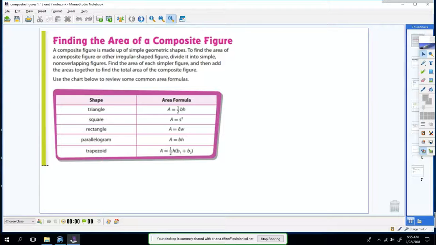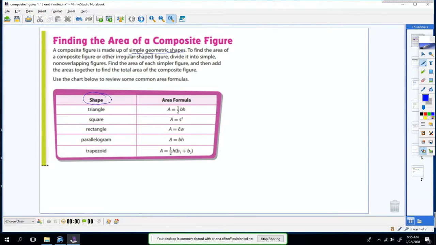Okay, so today we're going to be finding the area of a composite figure. Well, before we can find the area of a composite figure, you got to understand what a composite figure is. A composite figure is made up of simple geometric shapes. Another way I say it is a composite figure is composed of two or more shapes, and these are the shapes that it's going to be composed of.